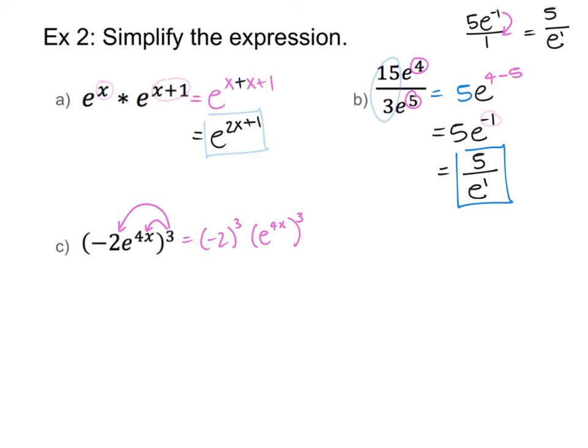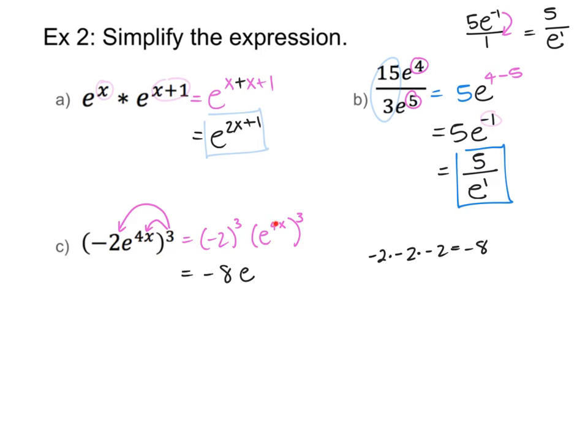And then I'm going to have a 3 out in front. So it's like this negative 2 got a 3. This e got a 3 as well. So I have to figure out what negative 2 to the third power is. And you can do this in your calculator. But if you just take 2 and you multiply it by itself 3 times, you get negative 8, right? Because negative 2 times negative 2 gives you positive 4. Positive 4 times negative 2 gives you negative 8. So this is going to be negative 8.